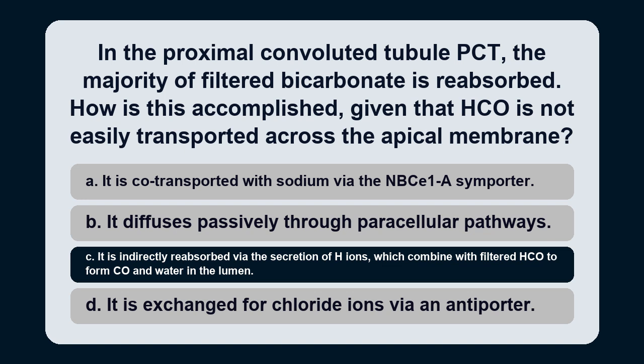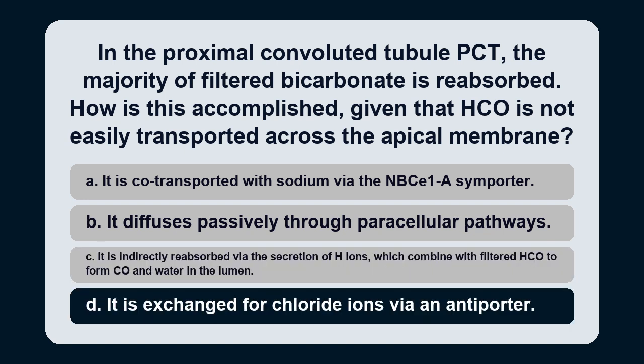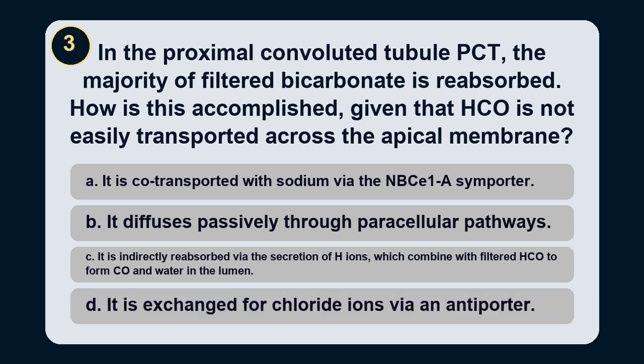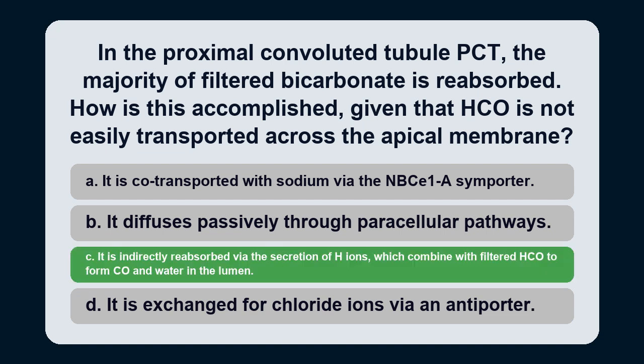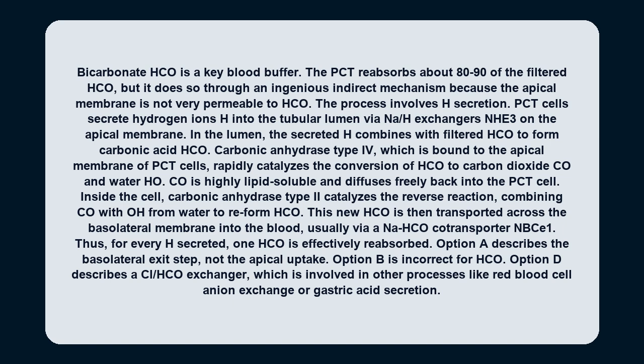Option C. It is indirectly reabsorbed via the secretion of H+ ions, which combine with filtered HCO3- to form CO2 and water in the lumen. Option D. It is exchanged for chloride ions via an antiporter. The answer is C. Bicarbonate (HCO3-) is a key blood buffer.